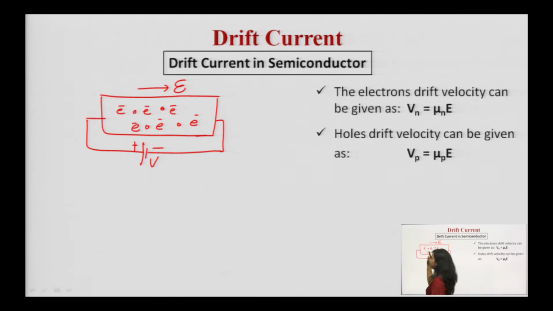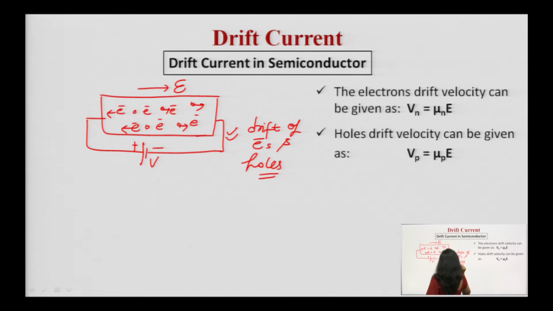Electrons, which have a negative charge, will be attracted towards the positive terminal of the battery, which means they will move towards the left. Holes, which have positive charge, will be attracted towards the negative terminal of the battery, which means holes will move towards the right. So here you can observe the drift of electrons and holes. This is actually the mechanism you can observe over here.